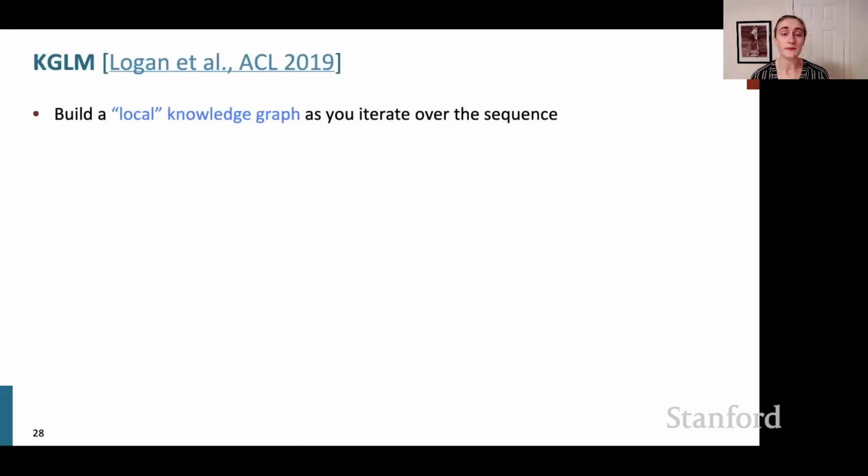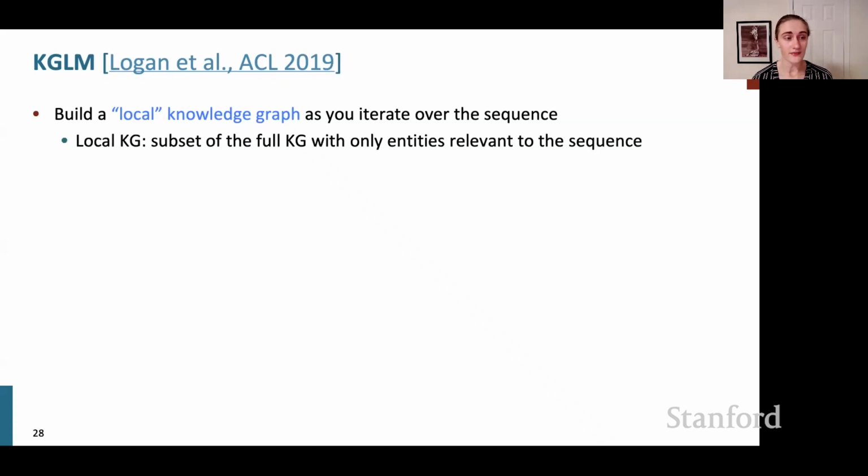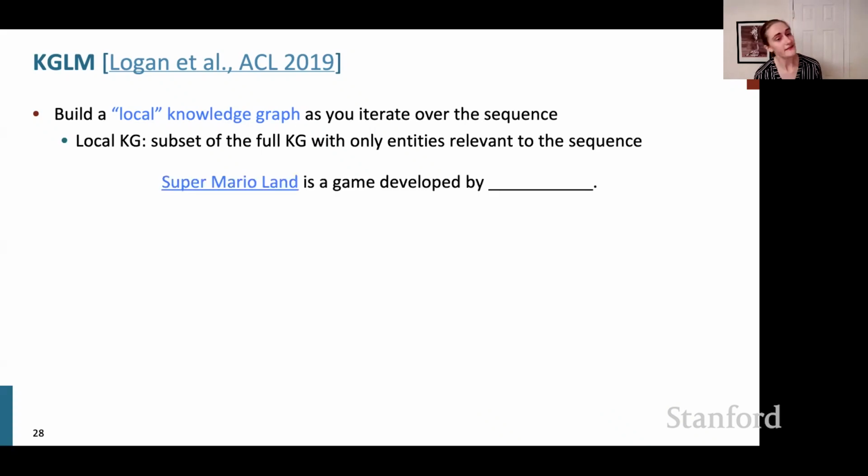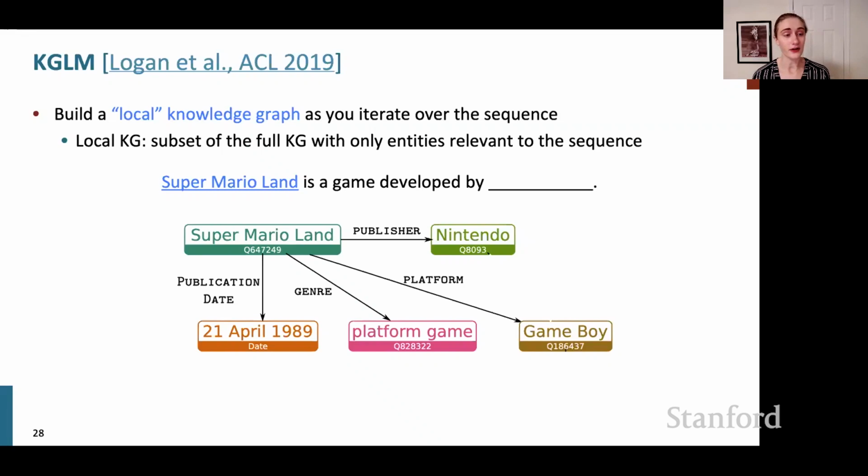So KGLM will be building a local knowledge graph as it iterates over the sequence. A local knowledge graph is just a subset of the full knowledge graph that only has the entities that are actually relevant to the sequence. So if we have this example here, a simplified example from the paper, that Super Mario Land is a game developed by blank, and Super Mario Land here is an entity. You'd want a local knowledge graph as follows, where you see that Super Mario Land is in the local knowledge graph, but we also have the relations to Super Mario Land to other entities that are copied from the full knowledge graph into this local knowledge graph.